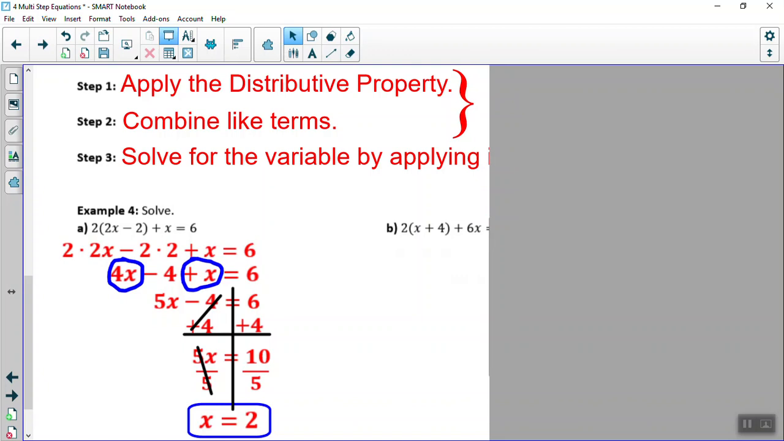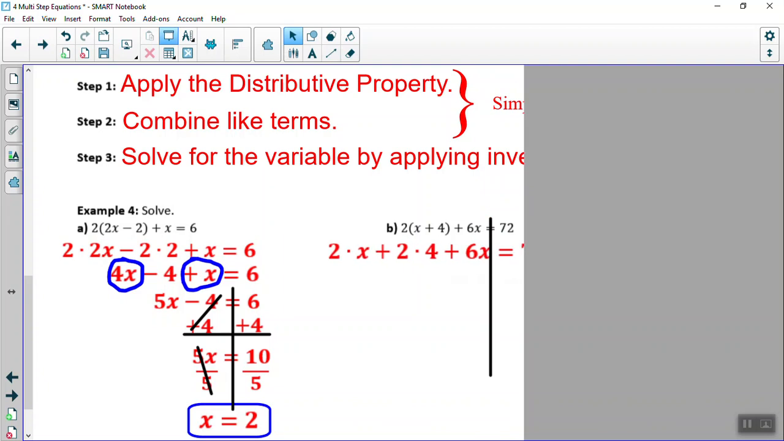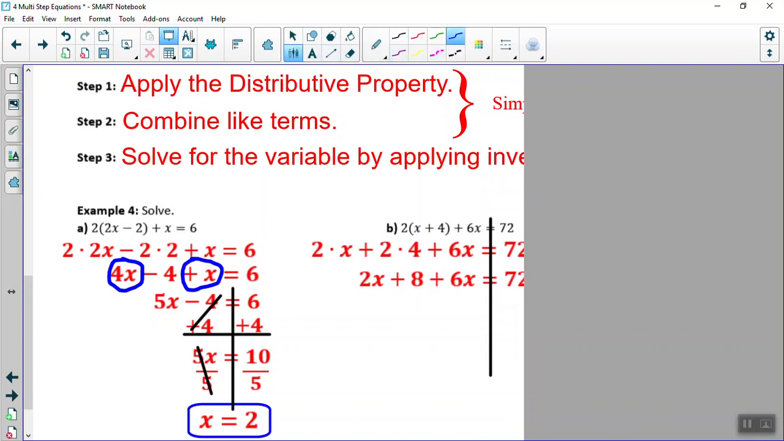So when I simplify, I'm going to do 2 times x, and then I'm going to do the 2 times 4. And then I can bring down that plus 6x. So it ends up looking like this. Now I can simplify that a little bit more. So I can do the 2 times x and the 2 times 4. And it gives me this problem here. Now I can combine those like terms.